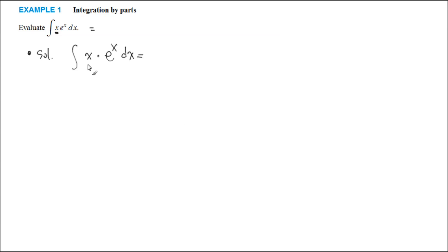So I decided to integrate that part. Okay, so the integral is 1/2 x squared, is that right? That's the antiderivative of x. And what happened to the second factor? Nothing happens to the second factor. You just write it down, copy it down like this.